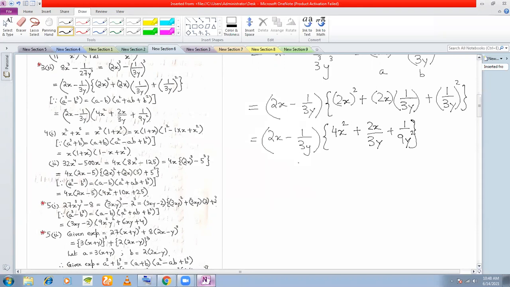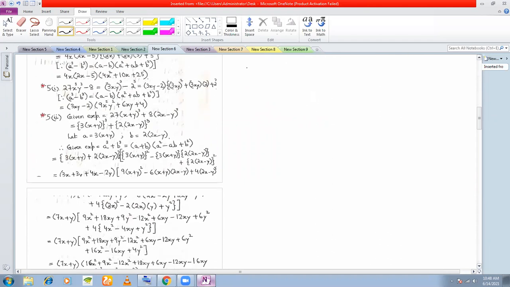Okay. So this is as simple as this. The next problem here is 5.1. The given expression which we need to factorize is 27 x cube y cube minus 8.